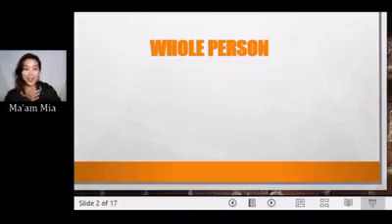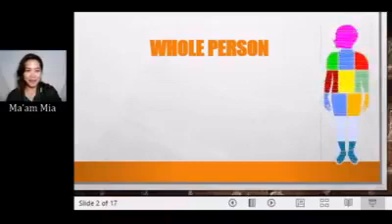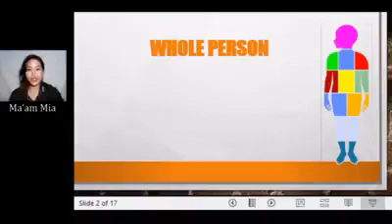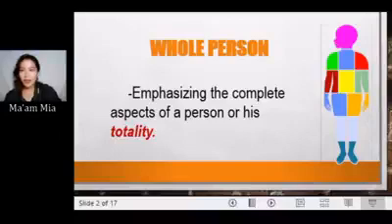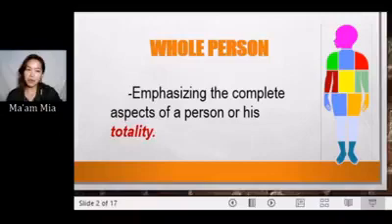Now we will know it further as you study the illustration that I have prepared for you. So what have you noticed in the image? Aside from the illustration doesn't have any face, what else? Okay, very good. So the illustration is composed of different boxes that have different colors. Now that image will help us understand more about the definition of whole person, emphasizing the complete aspects of a person or his totality. So as you can see in the image, it has different boxes that have different colors, and those colors signify each aspect that a person has in their life.